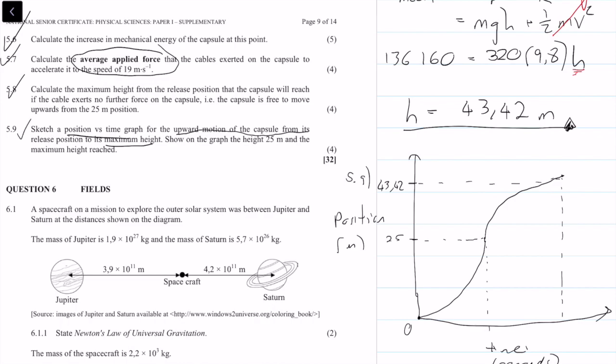And basically we have tension here, and in this next section we don't have any applied force besides gravity pulling it down. So no tension. We just have the gravitational force acting downwards on the capsule.